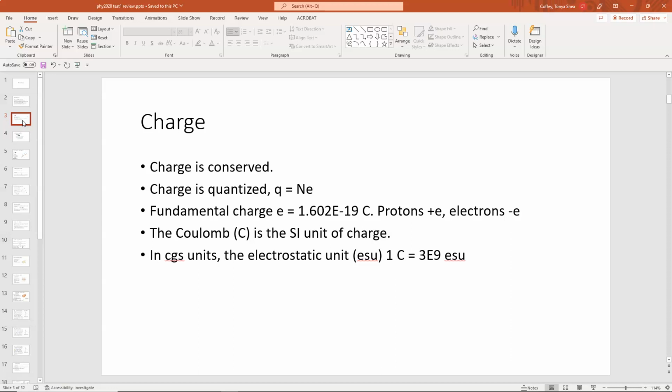First of all, of course, charge is conserved and it's quantized. No matter what charge you've got, you can write it as an integer multiple of the fundamental electronic charge, which is the charge on a proton or an electron. The magnitude of that charge is 1.602 times 10 to the minus 19 coulombs. Of course, protons have a positive charge and electrons have a negative charge in that amount. The coulomb is the SI unit of charge. But if you're working in CGS units, the unit for charge is the electrostatic unit, and 1 coulomb is 3 times 10 to the 9th ESU.